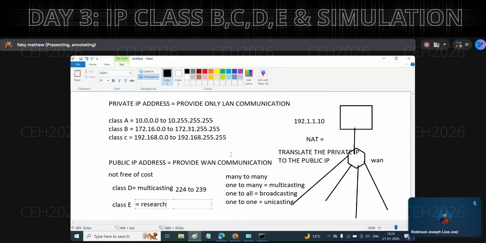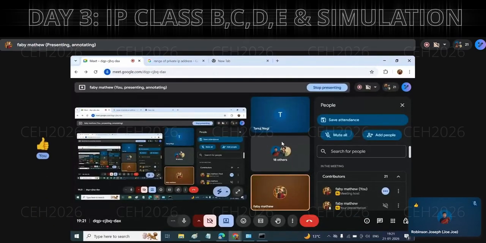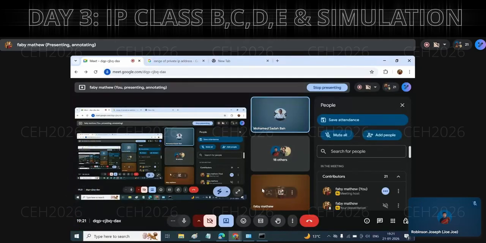Got it? Yes, sir. So I told you yesterday, kindly download the images and the application. So did you guys download it or not? Yes, sir. Who downloaded it? Who told me? Yes, sir, I already configured it. Okay.